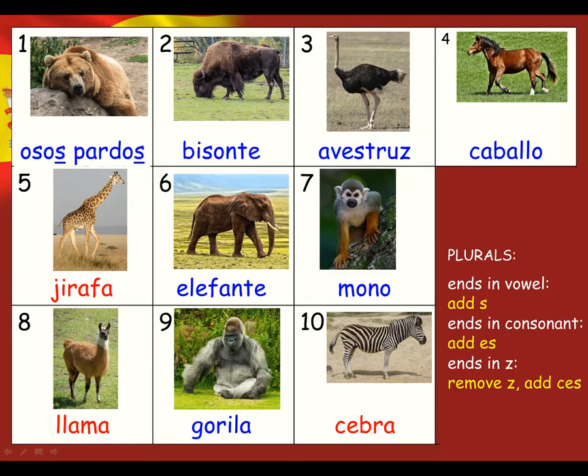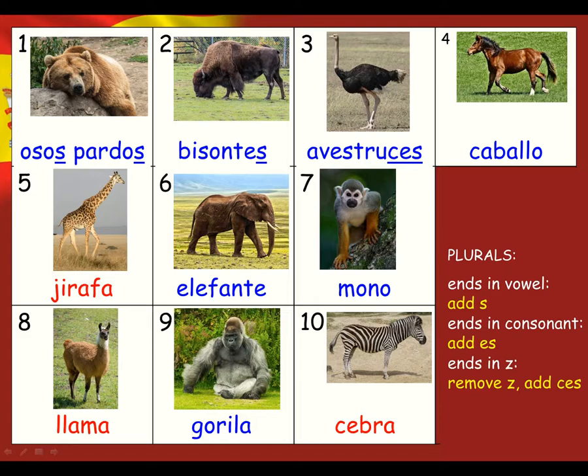That's right, osos pardos ends in a vowel, so we add S to both words. And number two, how are we going to say bisons? That's right, add S again, bisontes. And number three, avestruz is an ostrich, but how do we say ostriches? That's right, that one's the exception, isn't it? It ends in a Z, so it has to be avestruces.